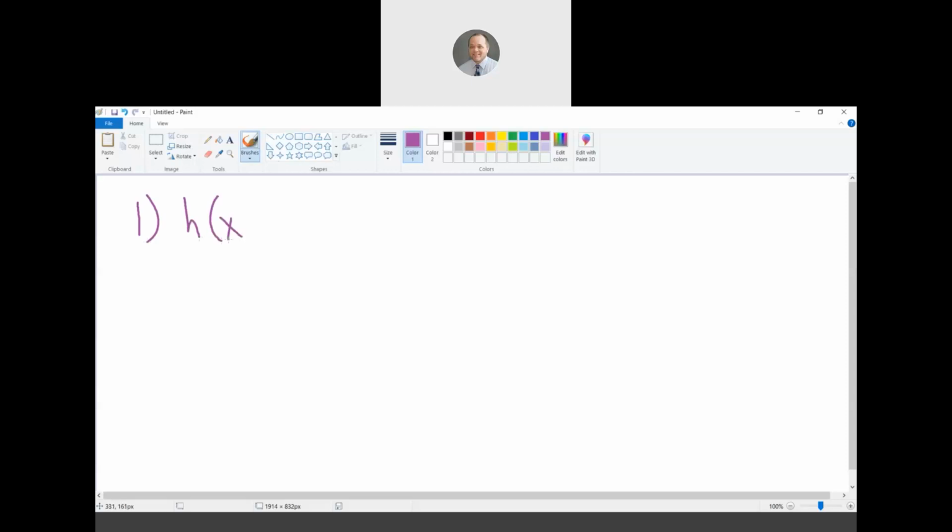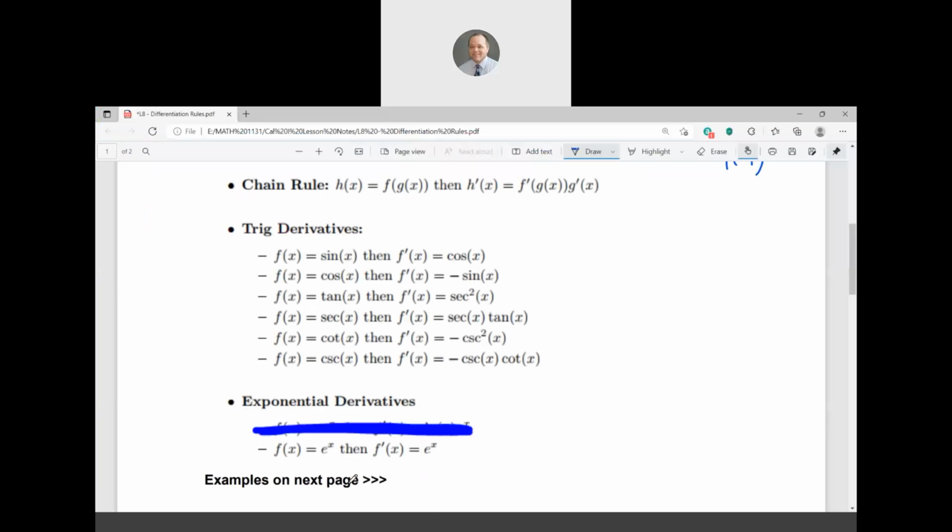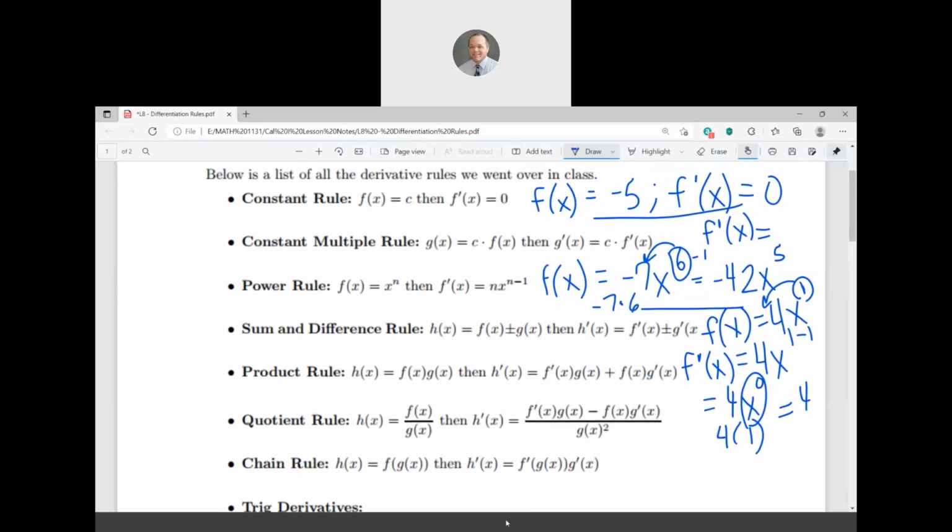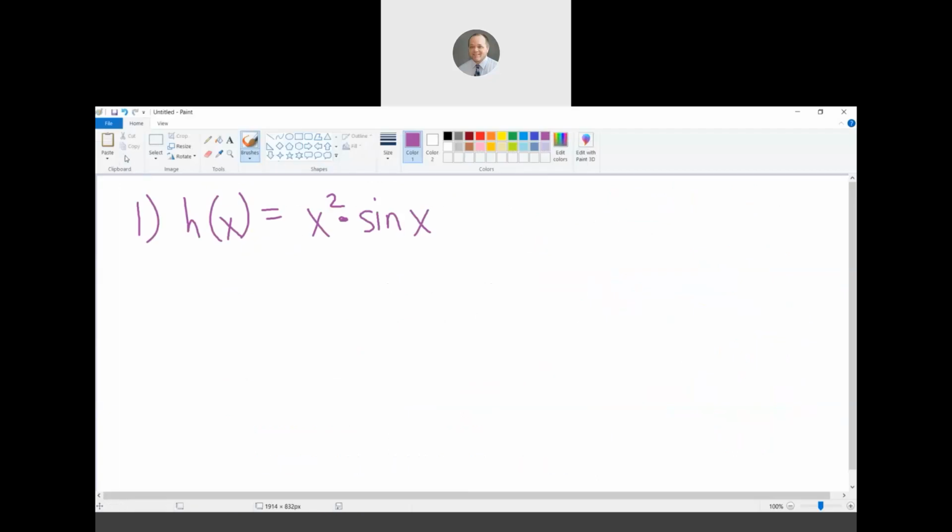Let's see, given h of x is equal to x squared times sine of x, we need to find the first derivative. Since we have a product, then we must use the product rule. So here's our product rule for derivatives. X squared is our f of x, and sine of x is our g.